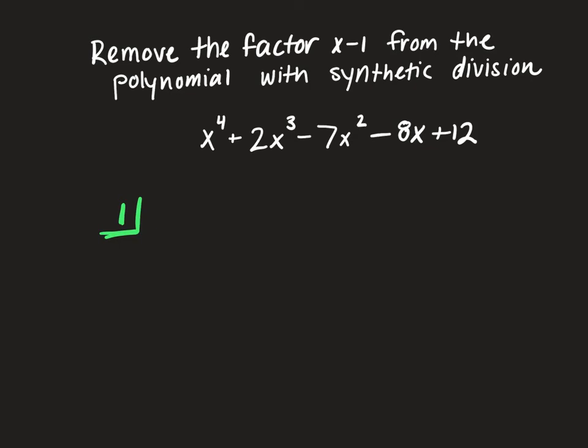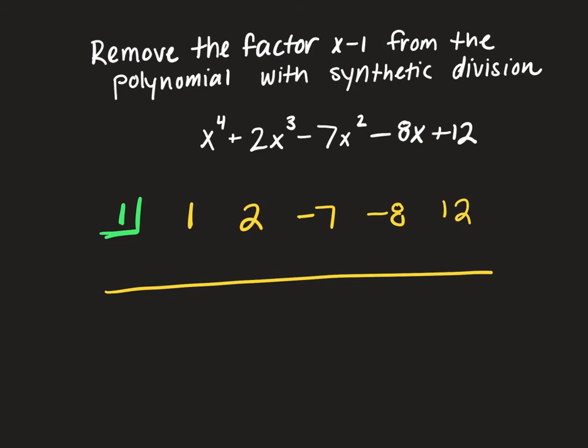So the coefficient of x to the 4th is 1. The coefficient of 2x to the 3rd is a positive 2. Then a minus 7, a minus 8, and a plus 12. We're going to put our line here. And remember, we start by bringing down the 1. And then we do the 1 below the line times the 1 in the green box to get another 1 here. Then we add. So 2 plus 1 is 3.